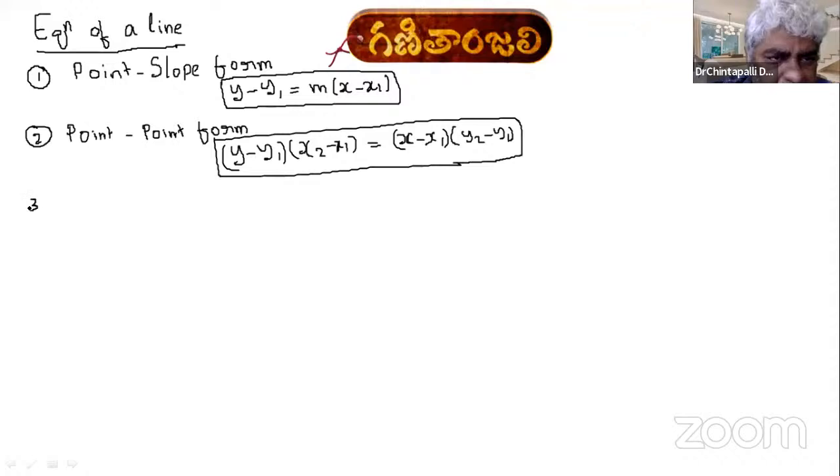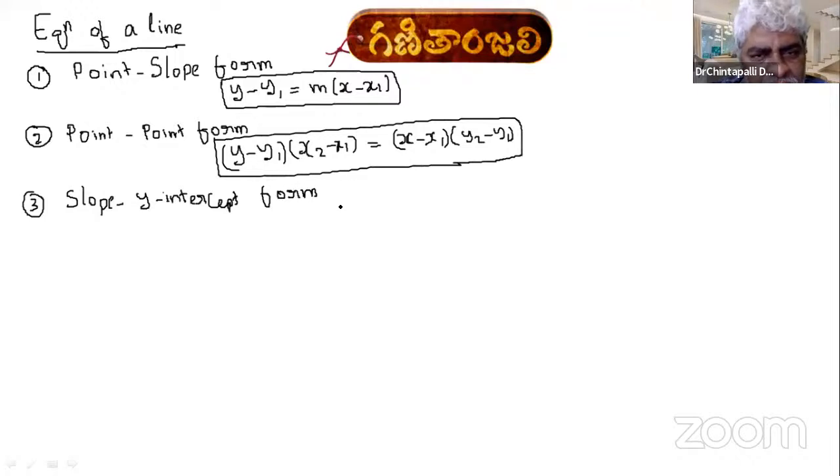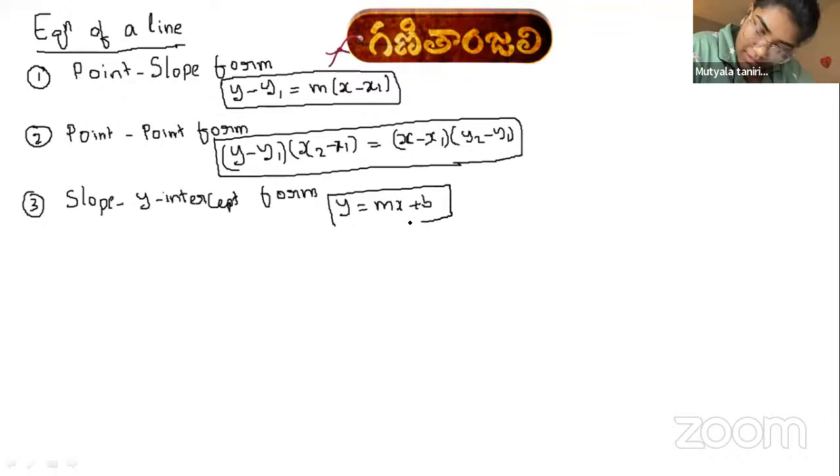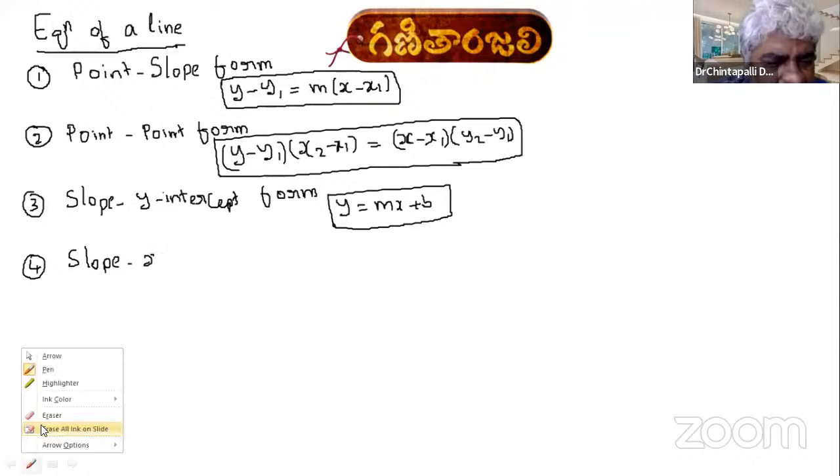And slope y-intercept form. Y is equal to mx plus b. Do you remember it, Tanika? Yes, sir. Next, the intercept form. That means the x-y intercept form.